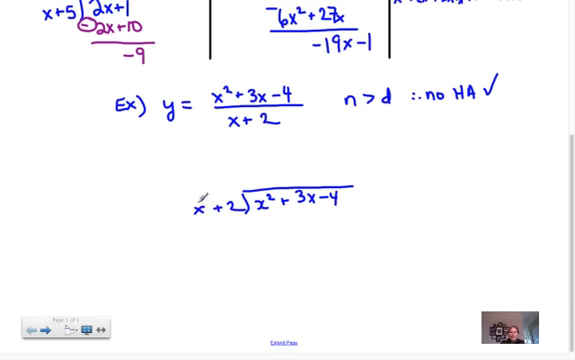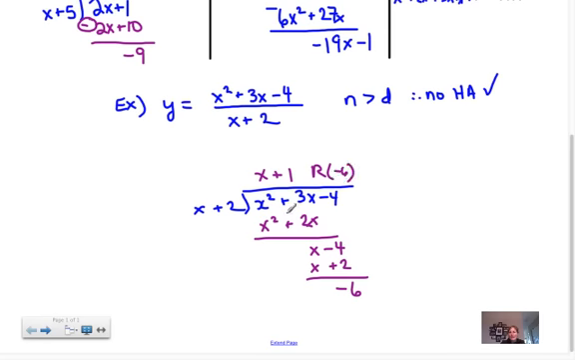So we say to ourselves, x goes into x squared x times. x times x is x squared, x times 2 is 2x. And we subtract. 3x minus 2x leaves us with x, pull down the minus 4. X goes into x one time. 1 times x gives us x, 1 times 2 gives us 2. And when I subtract, I get negative 4 minus 2, which is negative 6. So I get x plus 1 with a remainder of negative 6.